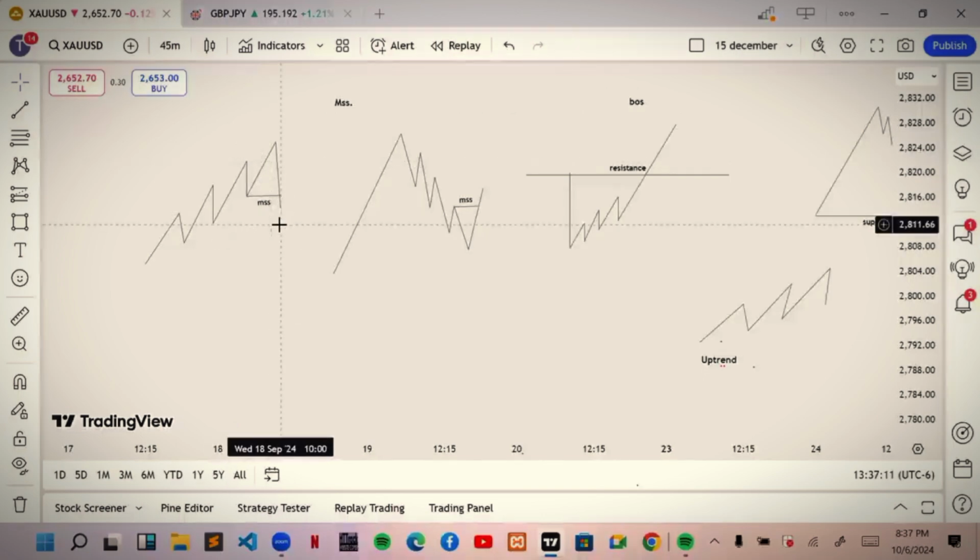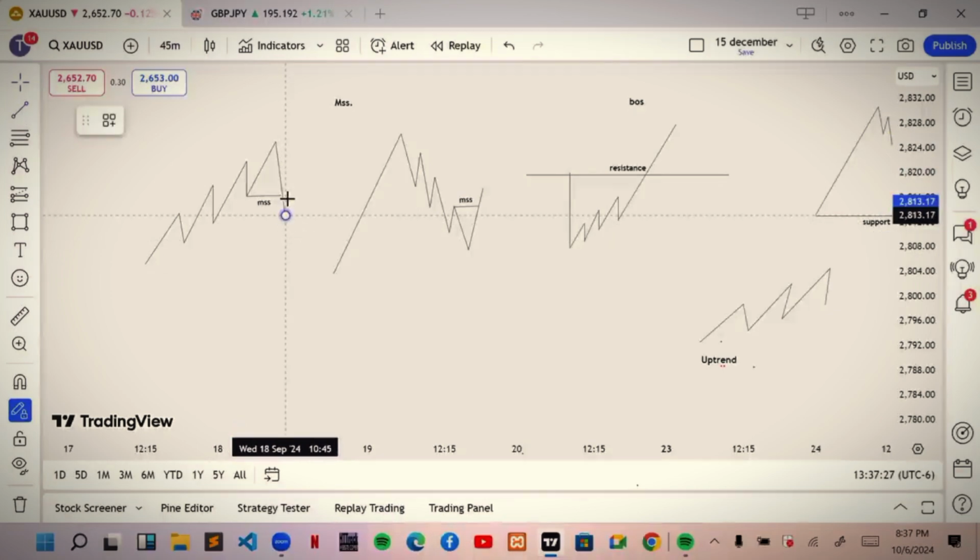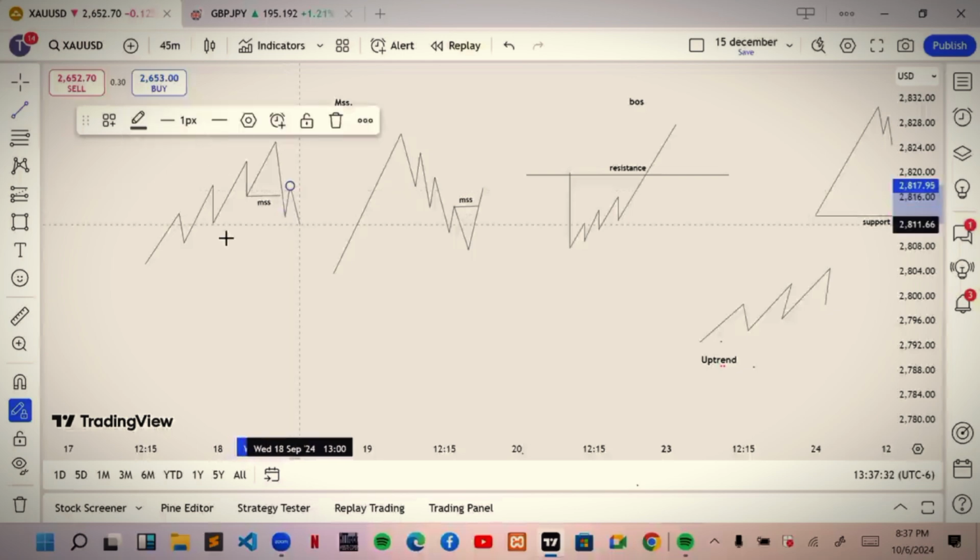Before you can confirm your inducement, you have to first see either a break of structure or a market structure shift. Pay attention. This was a market structure shift right here. After that, the market should make some kind of pullback close to the zone that the market broke from. So let's say this is your pullback. The market will continue going in the direction that it broke structure to.